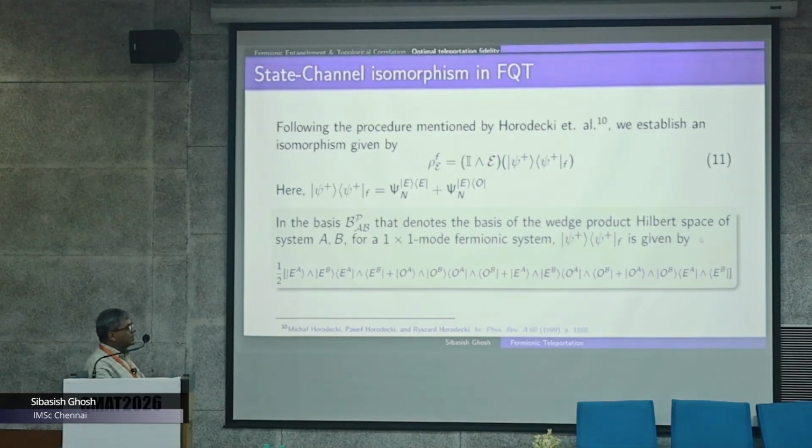Basically, the state-channel isomorphism will give rise to the corresponding state here, and the basis under which you can write. So what is this part? This is basically up to this first term and second term. Okay, so this is an even parity state. This is also an even parity state. Okay, and this part is, here it is even odd, and here it is odd even. So these last two parts give rise to this psi n EO.